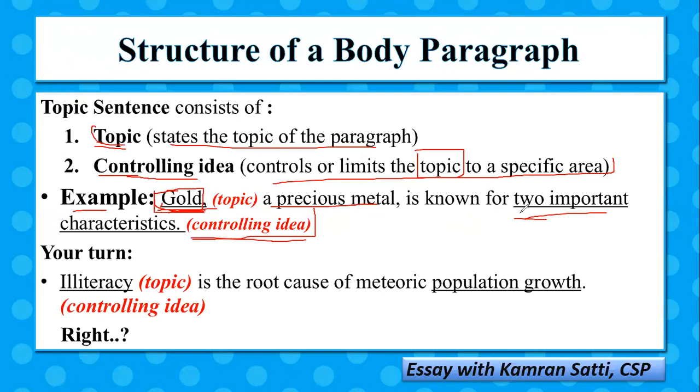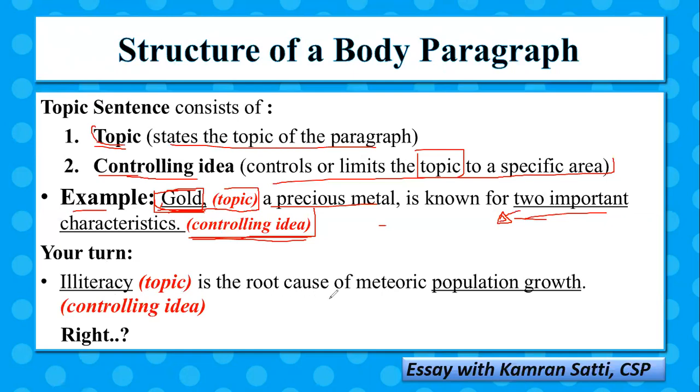Now remember, you can only talk about one important characteristic in one particular paragraph. It depends from essay to essay, where the concept of gold stands in the whole essay. But just keep in mind the concept I'm talking about: the topic sentence, the first sentence of the body paragraph, should state the topic and then the controlling idea. Why is this important? Because this clearly stipulates to the examiner what aspect of the topic we are going to talk about in that particular body paragraph.